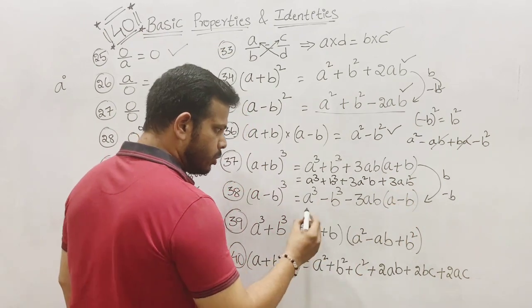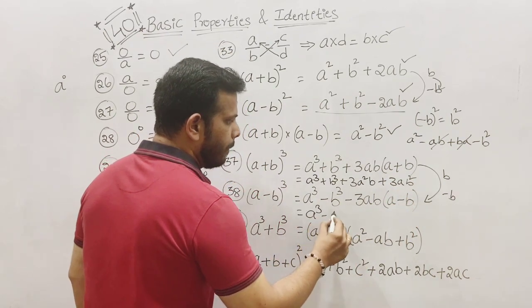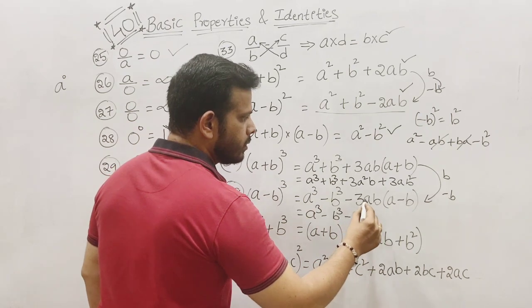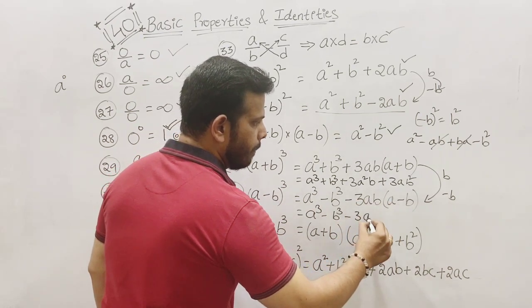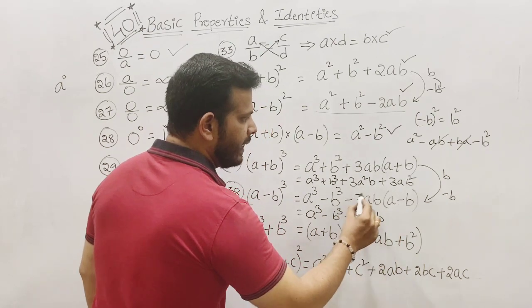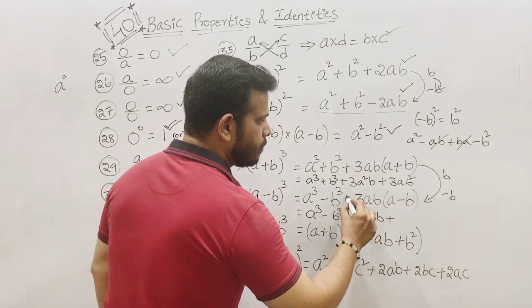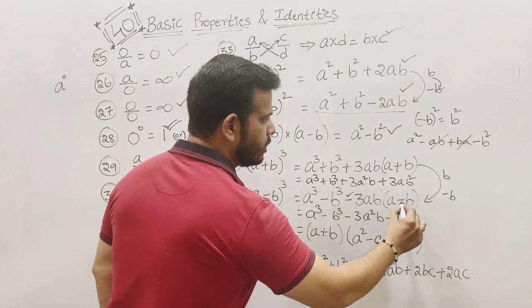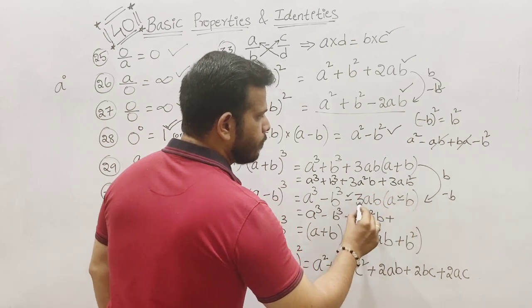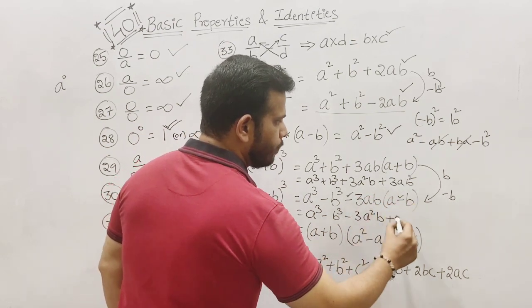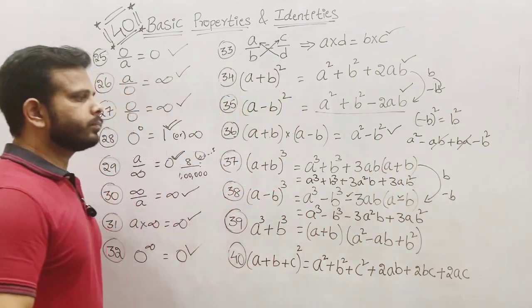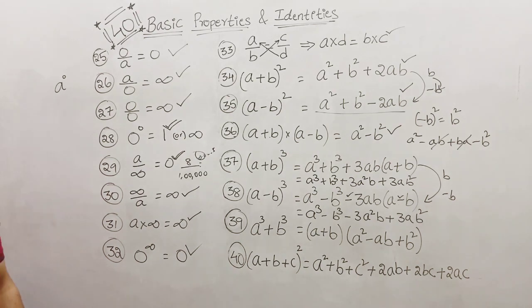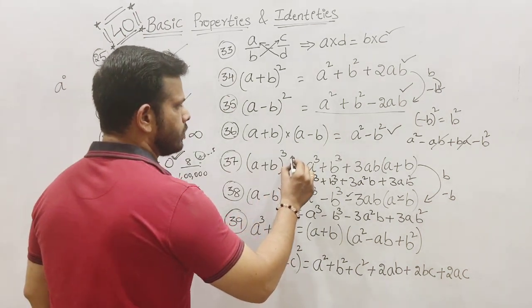Okay, if you expand this also, you will get A cube minus B cube, minus into plus minus 3A into A, minus 3A square B. Here minus into minus plus, this minus into this minus, plus 3AB into B, 3AB square. Okay, so you can consider these formulas for this.